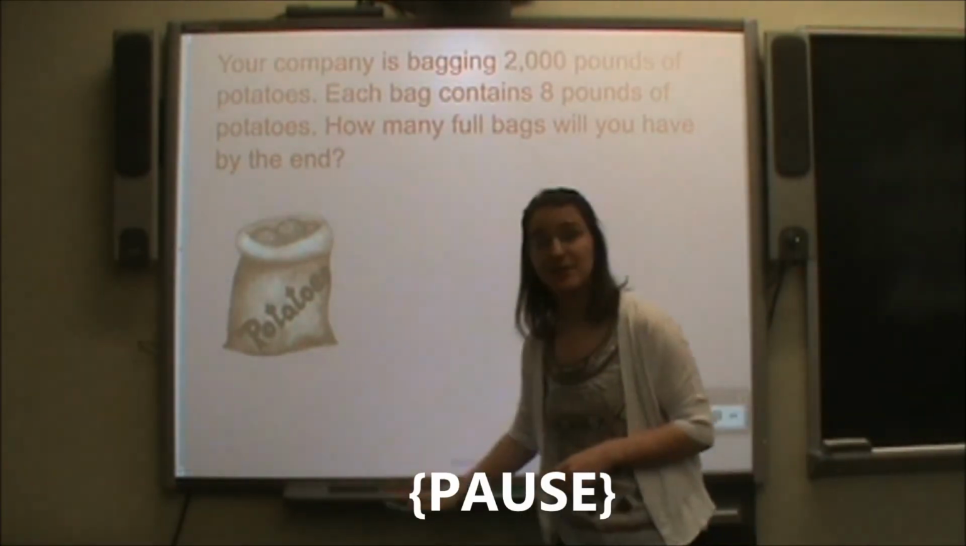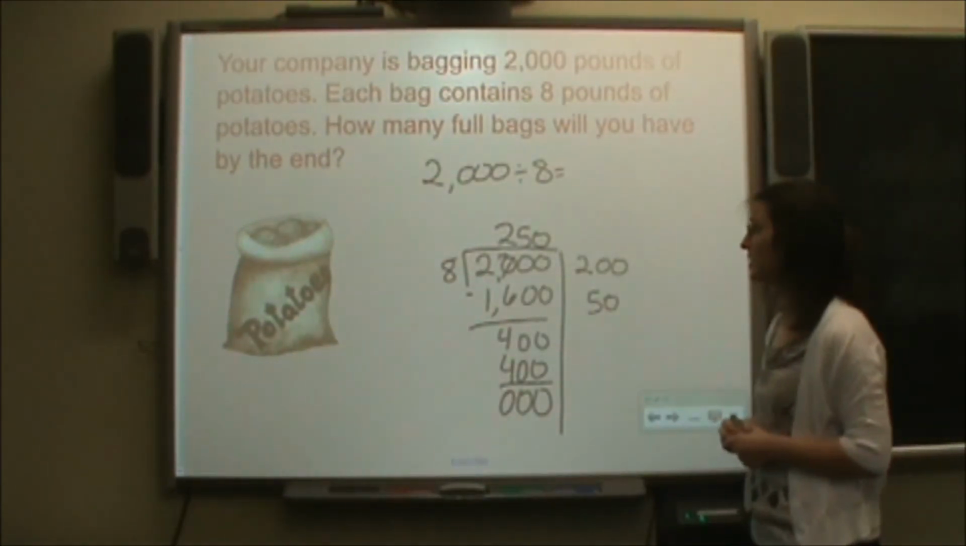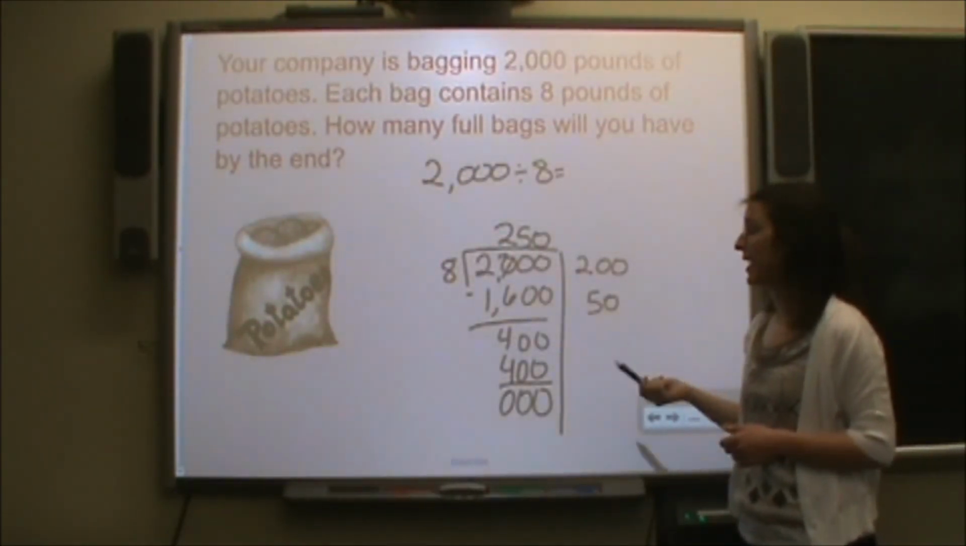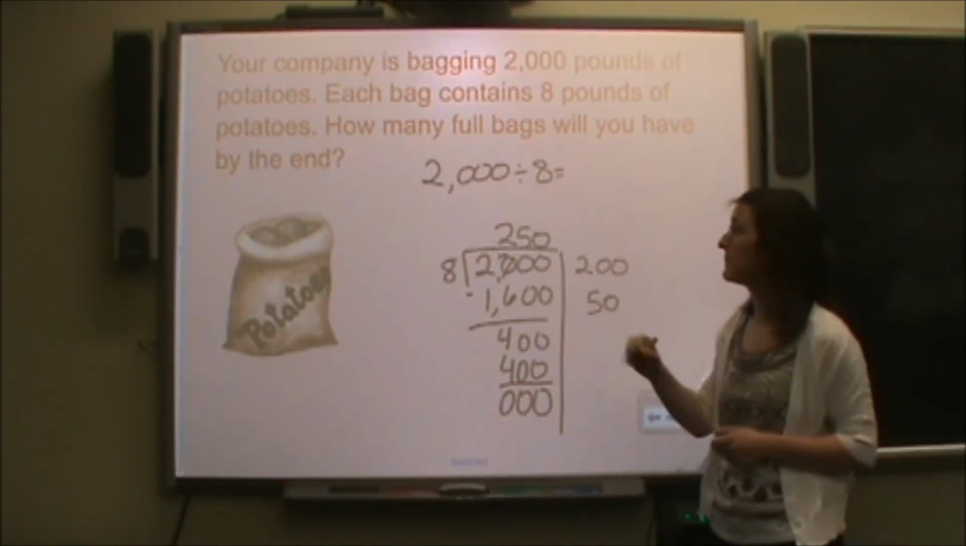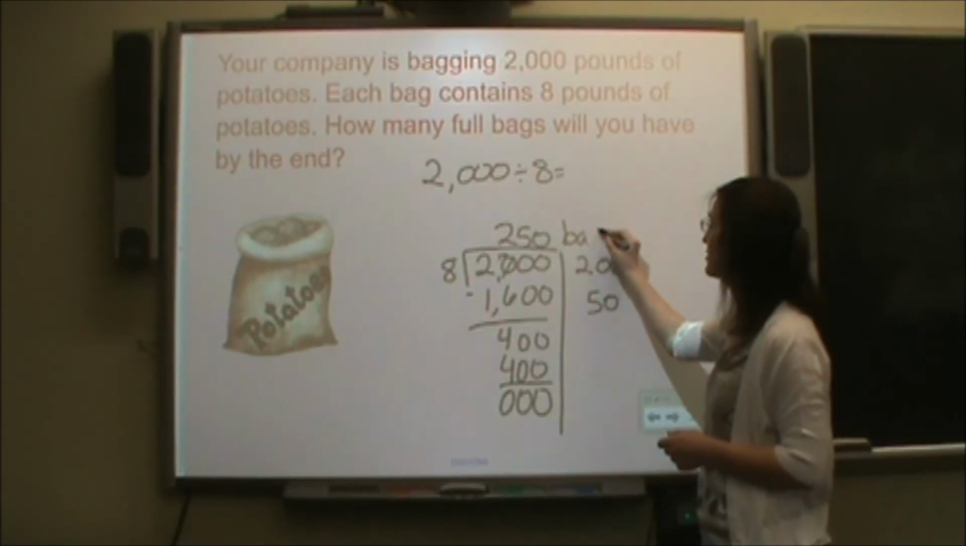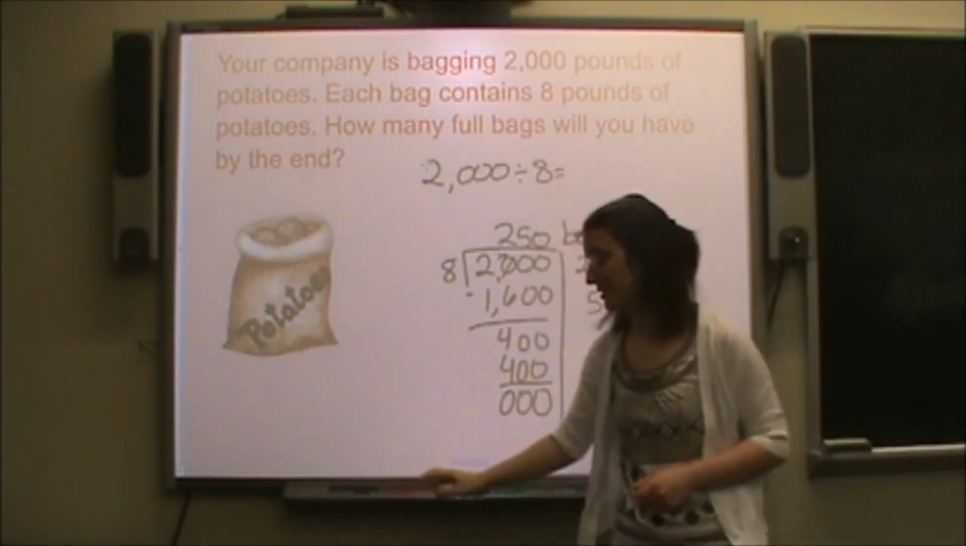You're going to pause the video and solve that now. This one was fairly simple because there is no remainder. The 2,000 pounds will evenly split between 250 bags. So there will be 250 bags when you are finished bagging those potatoes.